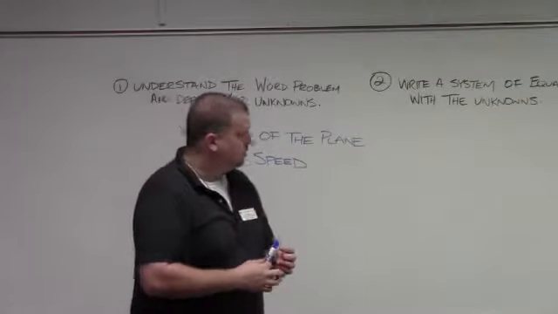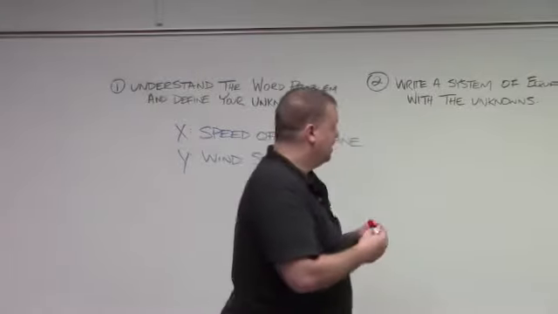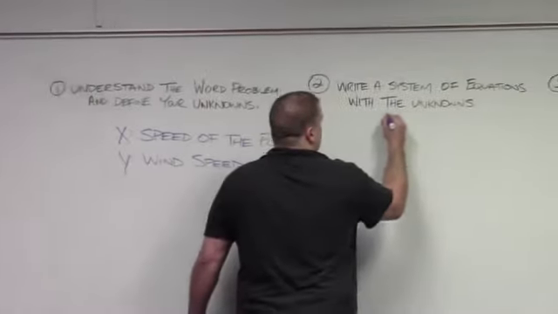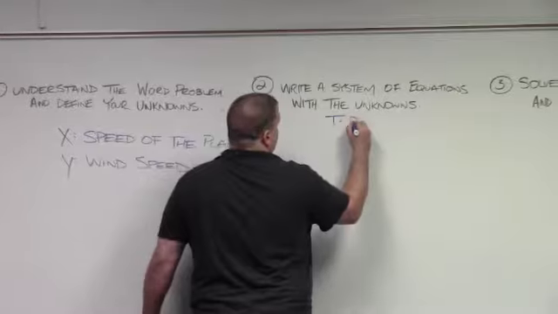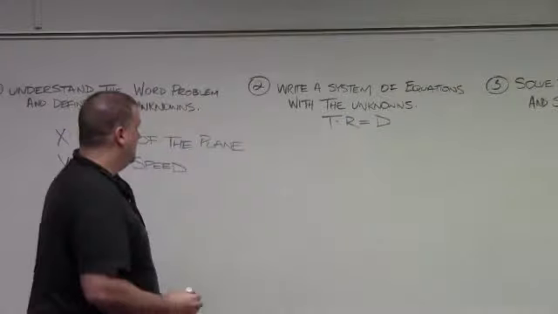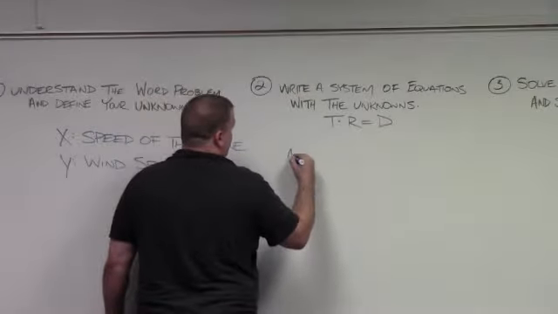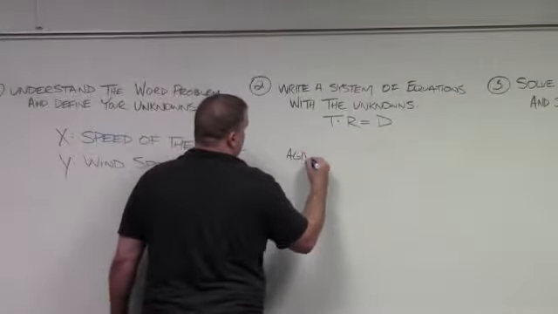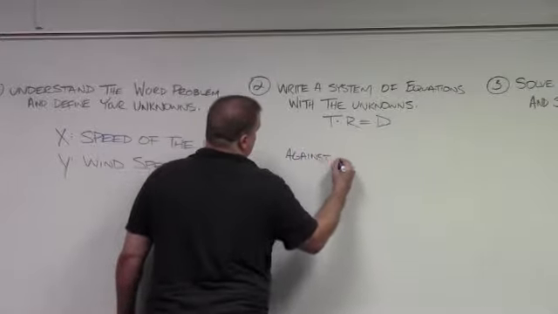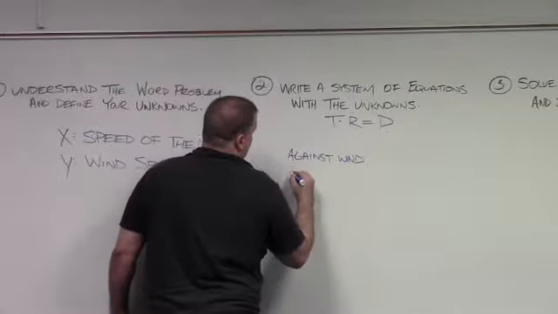Write a system of equations with the unknowns. So we can use the same relationship that we did last time. Time times rate equals distance. So instead of upstream and downstream, we have against the wind and with the wind.